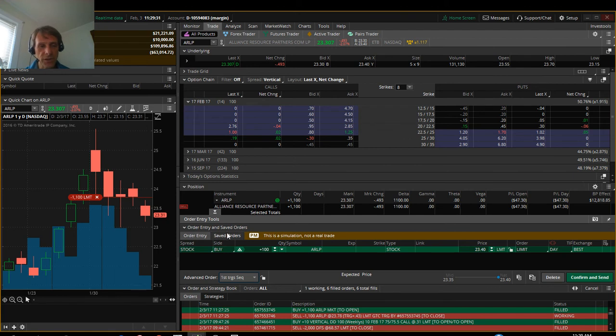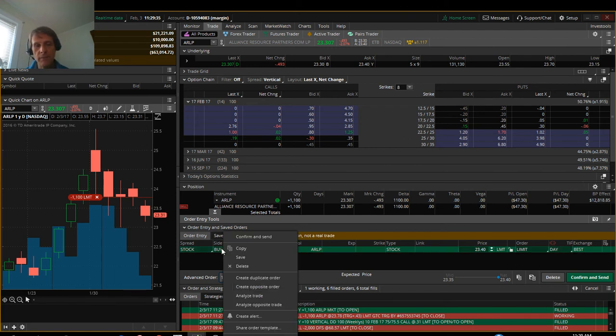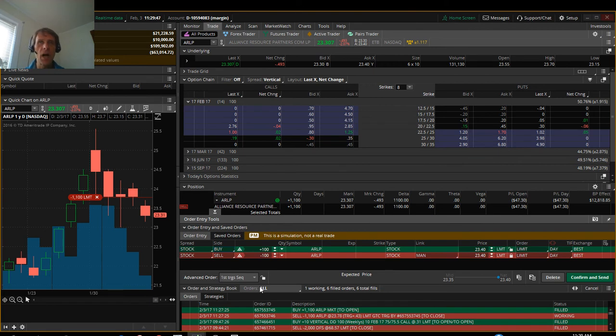Then you bring the cursor down to the buy button. You right click on the buy button, and this little drop down window opens up. Now I want to create an opposite order. Click on that, and look, it's an opposite order. Here I was buying, and here I am selling 100 shares of ARLP. Everything's still the same except for when you get down to here, the link.